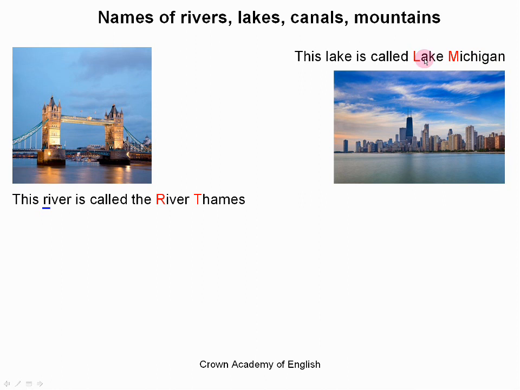This lake is called Lake Michigan. So the two words are the name of the lake, and so both words have a capital letter. But when we use the word lake as a normal word, as a normal noun, then it is just a small letter. So this is very important, this difference.